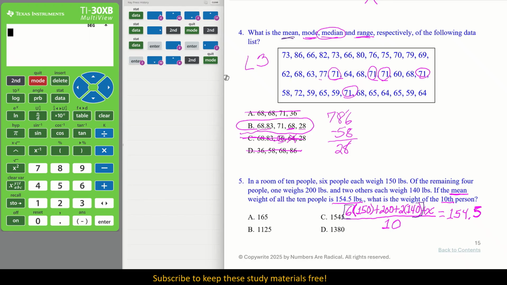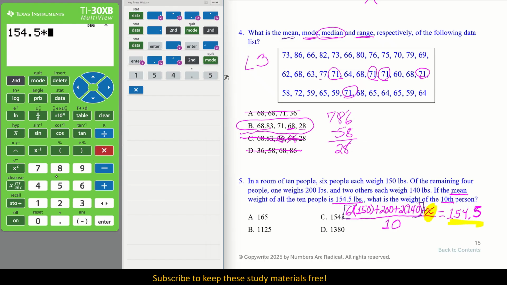But I'm not going to sit and waste my time adding these up. First, I want X alone. And everybody knows how to do this, how to get X alone. First, I'm going to multiply by 10 on both sides to get rid of the 10. Okay, fine. So let's do that. Well, I'm going to put everything with 154.5. It will be multiplied times 10. Okay, and I got rid of my 10.